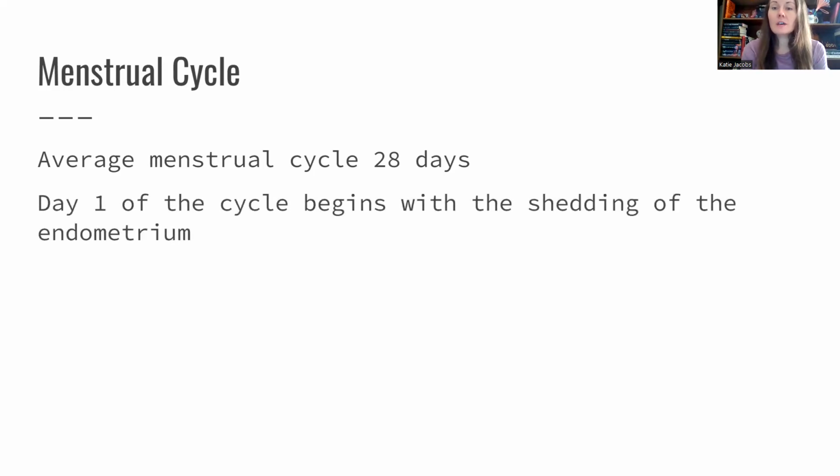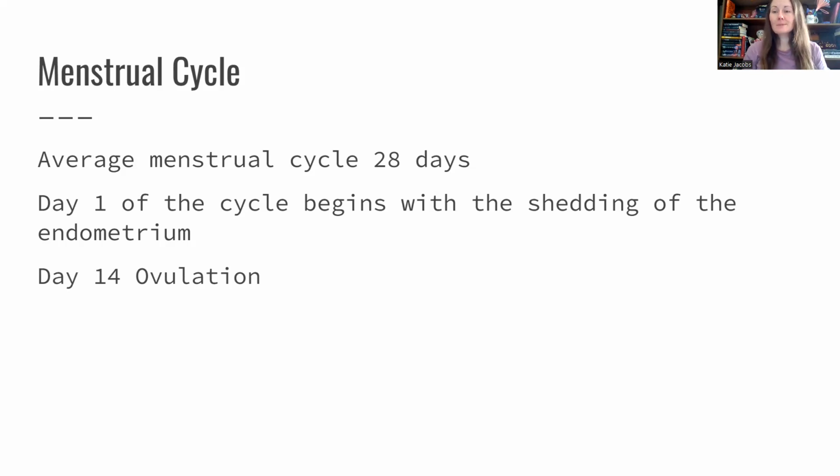Day one of the cycle begins with the shedding of the endometrium. You probably see this referred to as the period. So this is when the bleeding is occurring. Day 14 of the cycle, and remember, it's not going to be day 14 for everyone, is when ovulation happens.